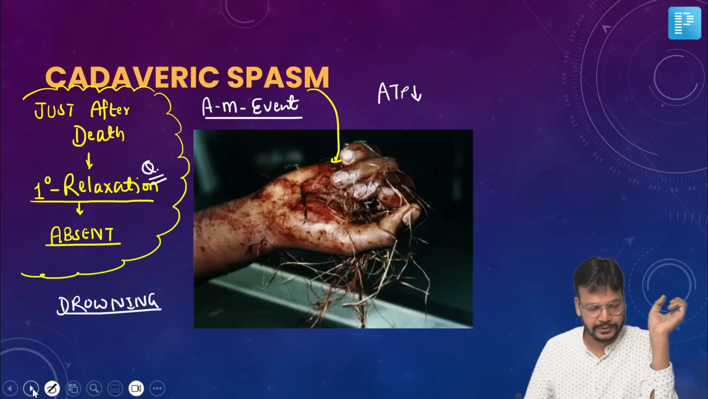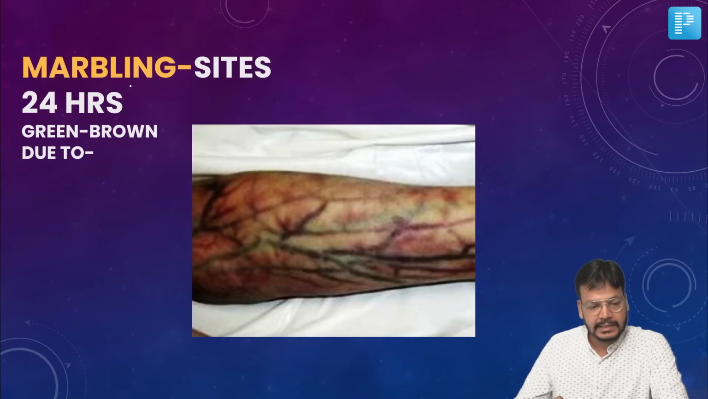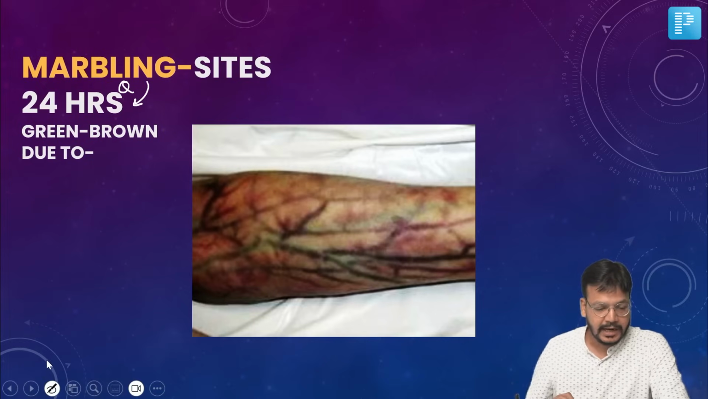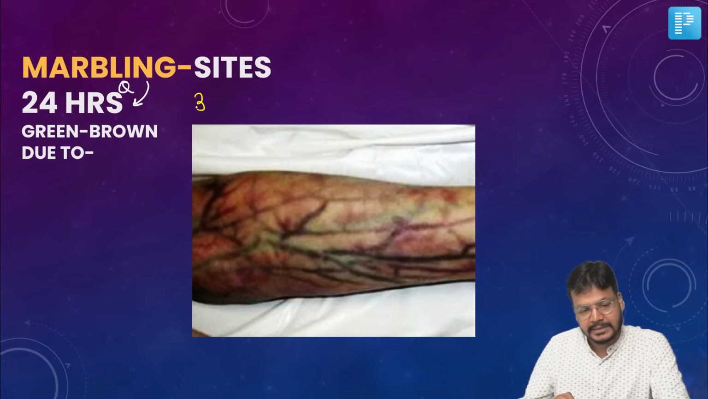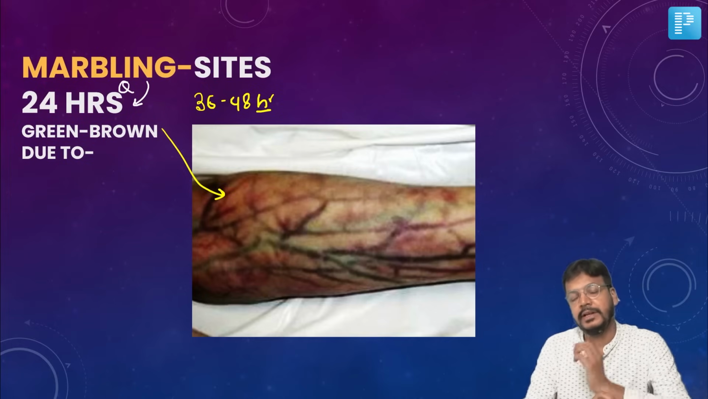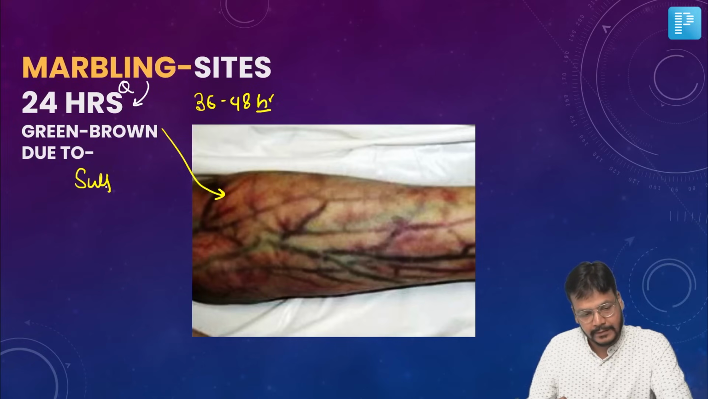ATP depletion. Now, sir, marbling. Marbling starts after 24 hours of death, maximum in 36 to 48 hours. It is also a greenish brown color of the veins, because of sulfa hemoglobin.